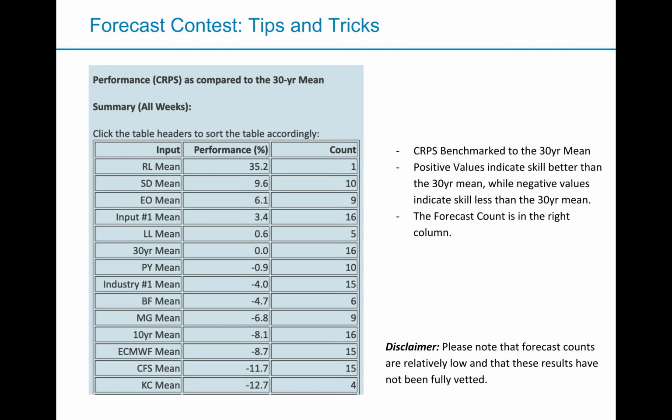Now, CRPS, or continuous rank probability score, can also be easily converted such that you can show it relative to another benchmark. In this case, we're showing it relative to the 30-year mean. Positive values are forecasts that are performing better than the 30-year. And the negative values are forecasts that are performing worse than the 30-year.